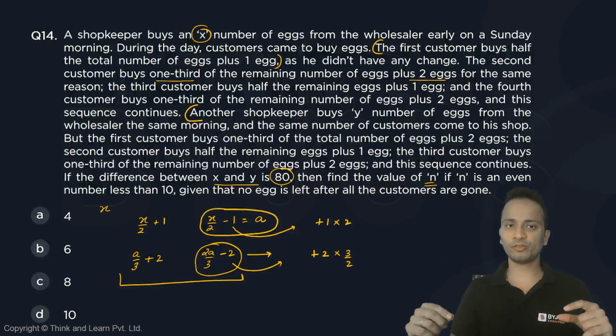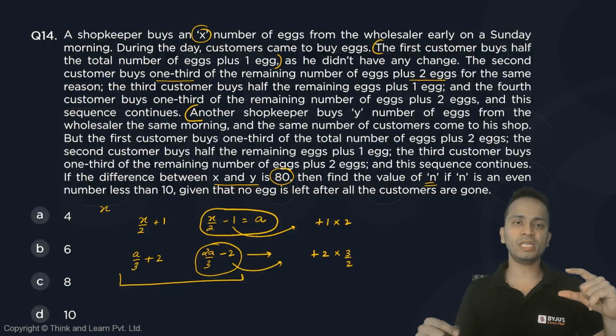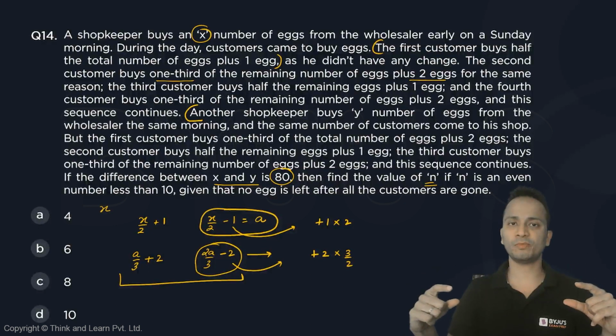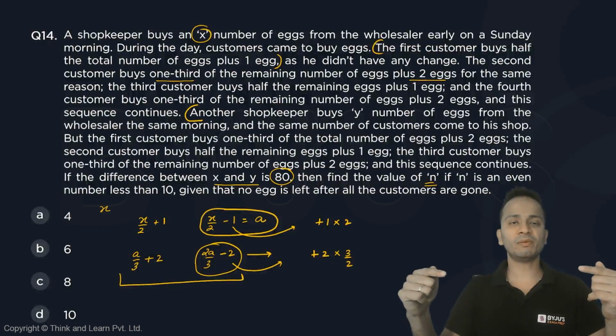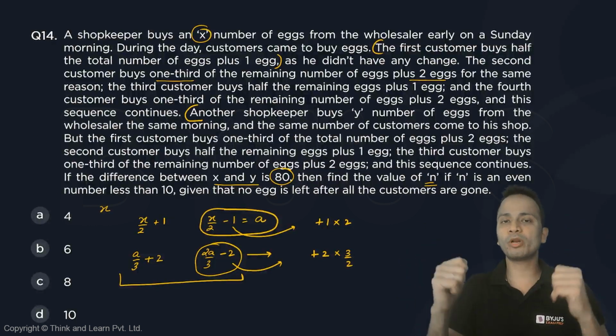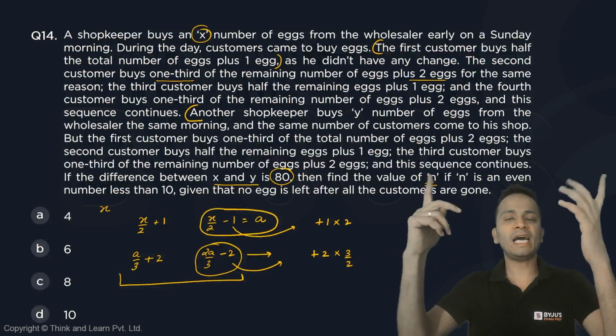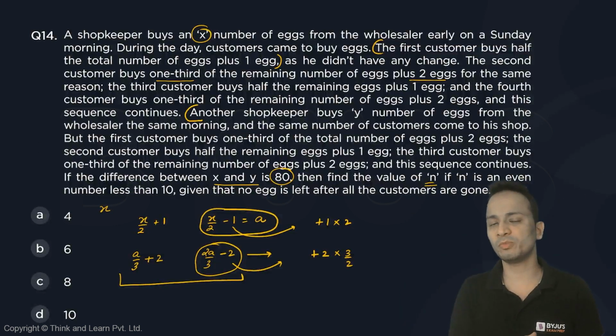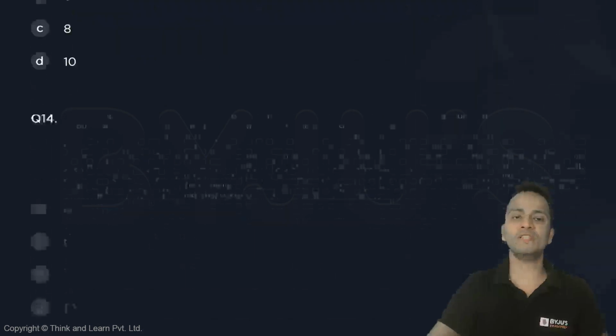Okay, so first of all, I'll assume that there were two customers only in the first shop as well as the second shop. I'll find the initial number of X and check the difference. If it is not 80, I'll again put two more customers above these customers, and so on. I'll keep on adding two customers at a time. So let's quickly solve these questions.